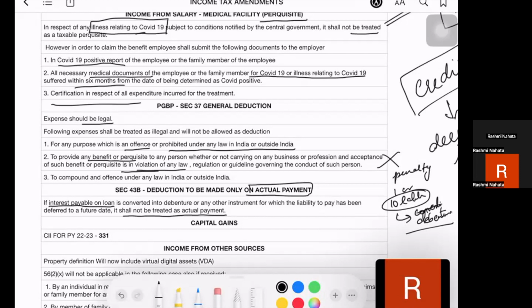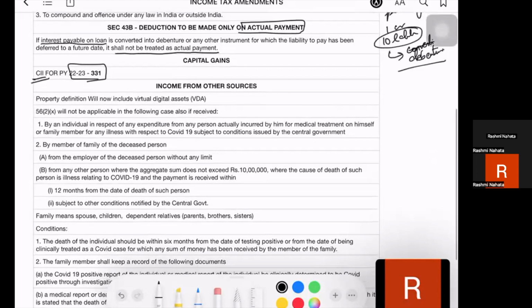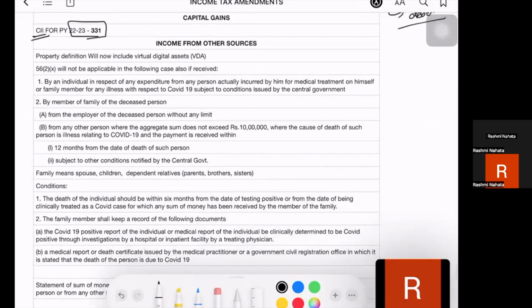For capital gains, the only thing we will have to remember is the cost inflation index is 331 for the previous year 22-23. In other sources, we have a couple of amendments. First one is with regard to property definition. It says it will now include virtual digital assets. Something like your cryptocurrencies are what are predominantly targeted here. So they will also be forming part of property.